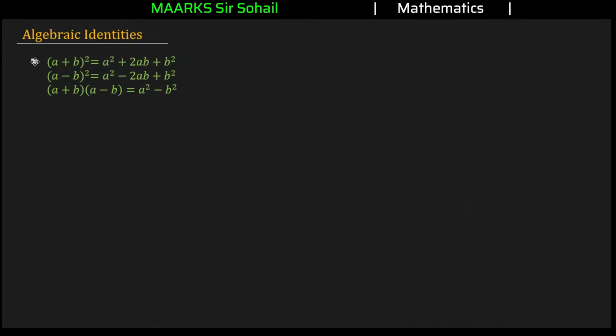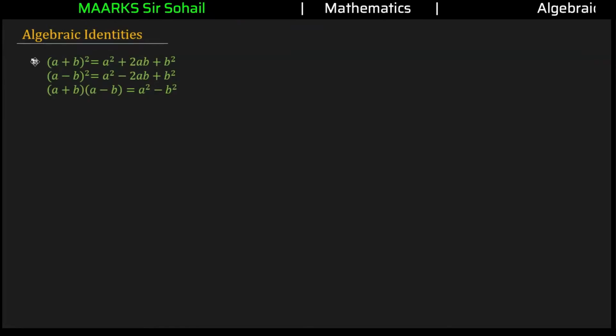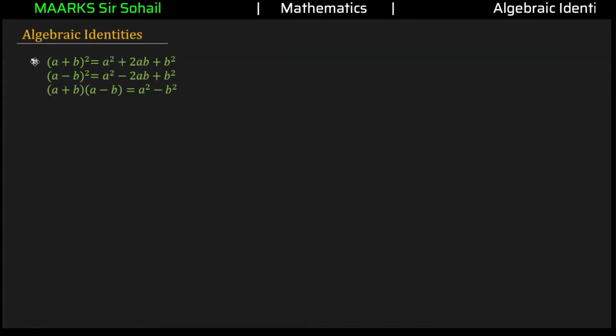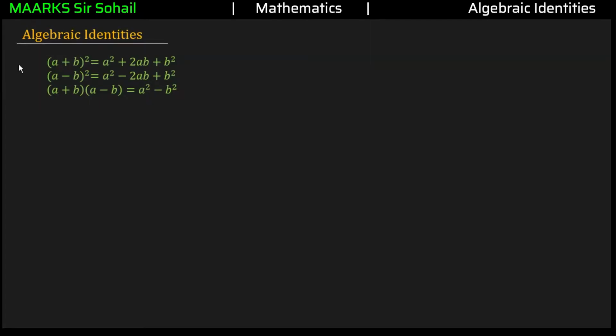The first identity is (a plus b) whole square is equal to a square plus 2ab plus b square. So whenever we have a bracket and a square is written and we have two terms, we need to open it with three terms: first term square, last term also square, and the twice product of these two. Twice product means 2ab, the product of a and b.